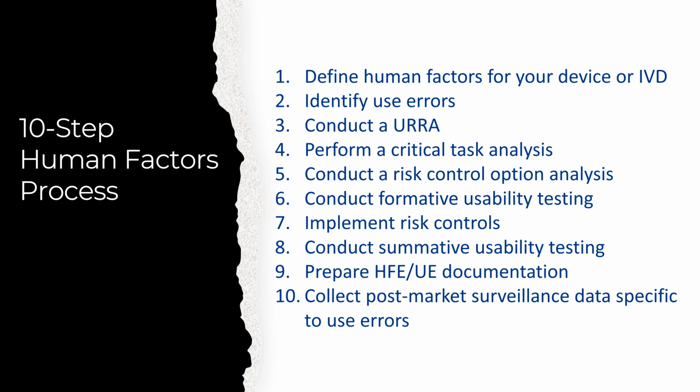Step 7, implement your risk controls. This is at your design freeze, right before you get into your V&V testing. Step 8, conduct your summative usability testing. That's part of your V&V testing. Step 9, prepare your human factors engineering or usability engineering documentation, your file. And then last but not least, step 10, collect post-market surveillance data specific to use errors. So I'm going to walk you through each of these 10 steps.